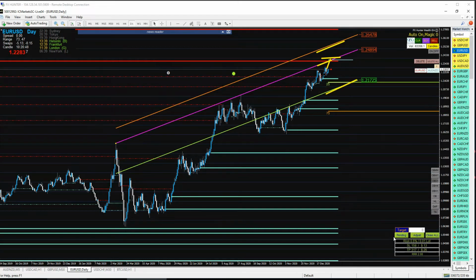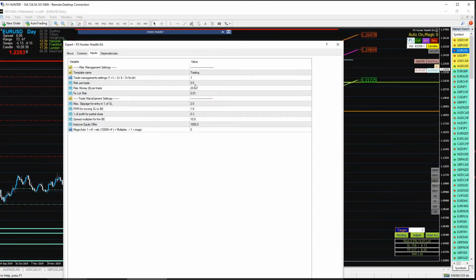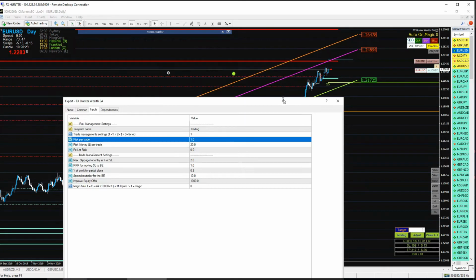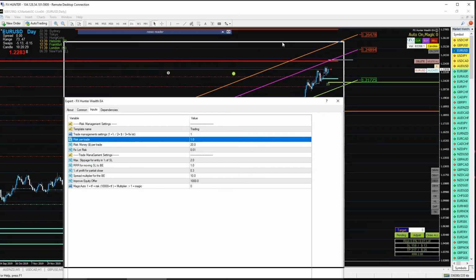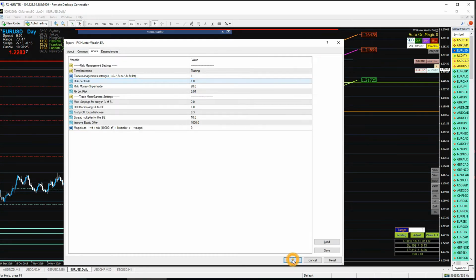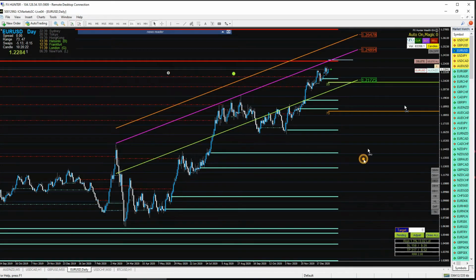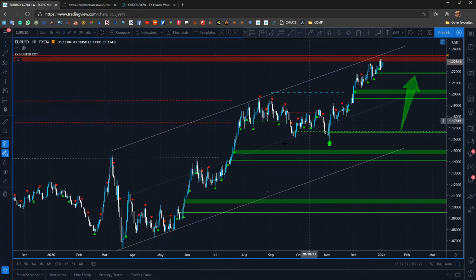Of course, it will automatically calculate the lot size, so I don't have to care about it because I have all set in here. I have 0.5 risk per trade. I want to risk 1% per trade, so I just edit it in here. And yeah, that's it. This is how I place the trade if I want to trade a channel. Great, isn't it? Okay, so let's come back.